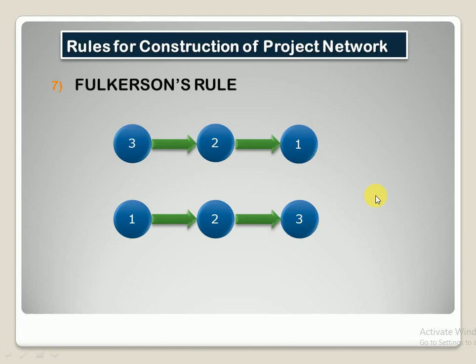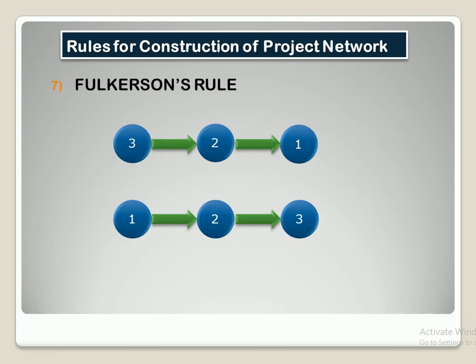So Fulkerson's rule says the numbering should be in a proper sequence, right? Whether you write the digits, or whether you write the alphabets like A, B, C, you have to follow the sequence. You can't just write B, D, then E or F. You just have to follow the sequence. This is what Fulkerson's rule says.